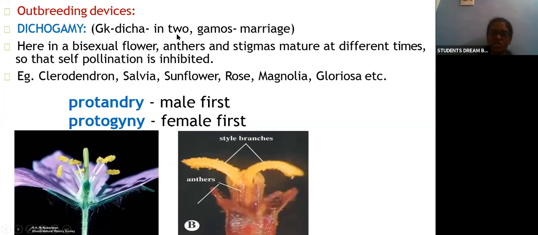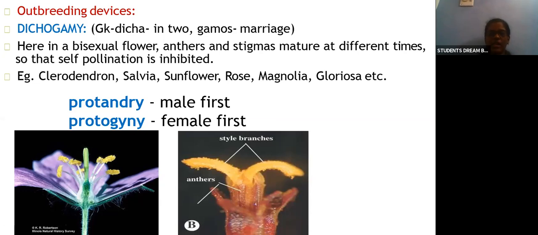Di means two, gamo means marriage. Dichogamy means that in a bisexual flower, the anther and the stigma will mature at different times, so that self pollination will be inhibited. If the anther matures and the stigma matures much later, or the stigma matures long before the anther, there won't be compatibility. So self pollination will not happen.